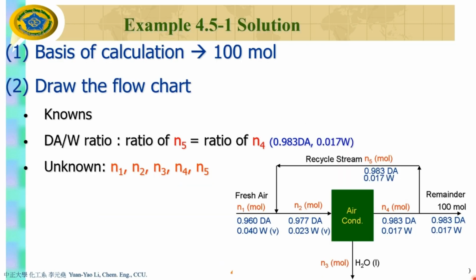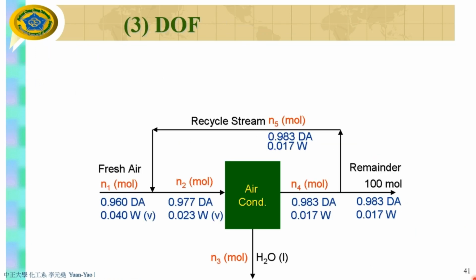Right. So the next step is DOF. Again, we do DOF systematically. First of all, do a single unit, right? First of all, well, here is overall. Anyway, let's do overall first. How many inputs and how many outputs?